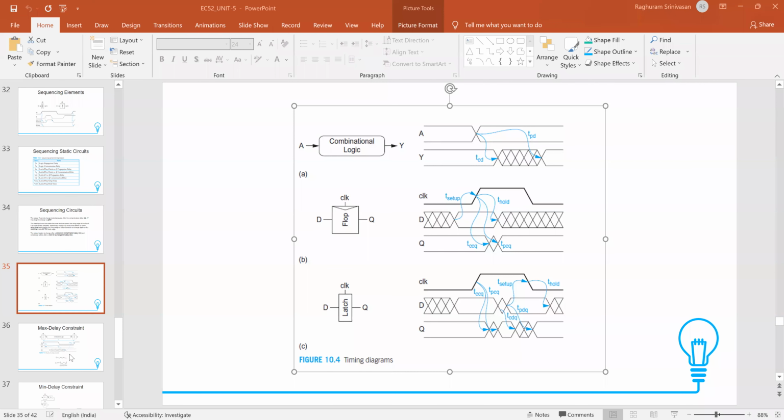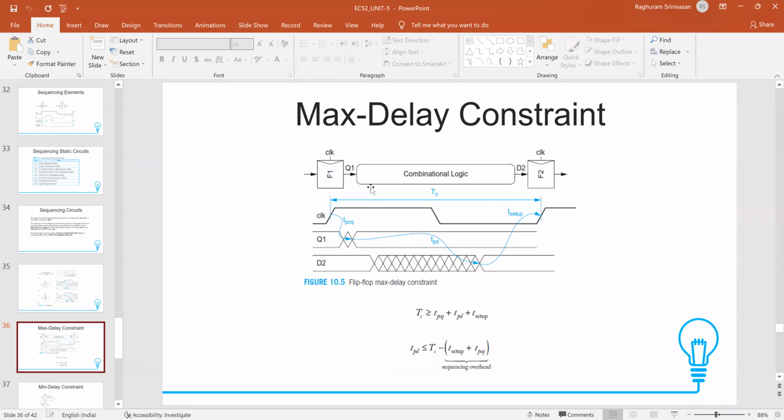Okay, so the first constraint is called the max delay constraint. Again, this is the familiar diagram that we have been talking about. There is a sequencing element added before the combinational block. There is a sequencing element added after the combinational block, and there is the same clock signal. So first we see the clock signal, the total clock period TC. Okay, this is the one that we want to decide.